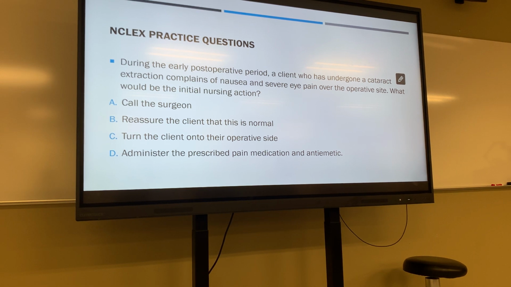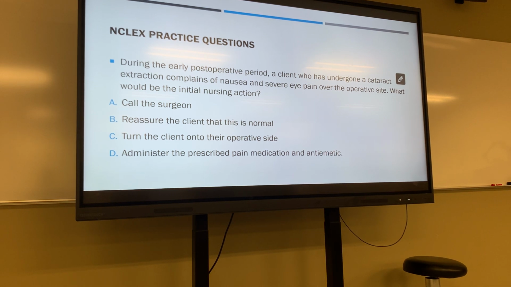D. Ooh, I hear all of them. How about C? No. Okay, so we can eliminate C. Why do we eliminate C? It's putting more pressure. Good. Turning them on their operative side is going to put more pressure on that eye, right? Okay, so we all agree, eliminate C. Now we're down to A, B, and D.